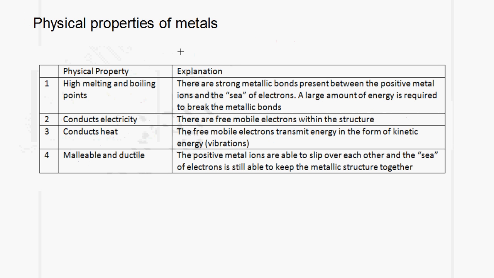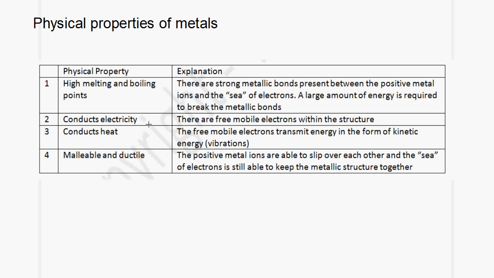Let us now look at the physical properties of metals. Metals have high melting and high boiling points, and the reason for this is there are strong metallic bonds present between the positive metal ions and the sea of electrons. A large amount of energy is required to break the metallic bonds, and it is for this reason that metals have high melting and high boiling points.